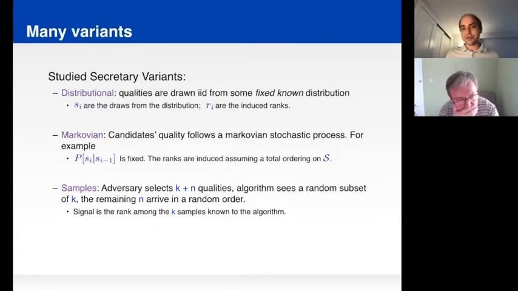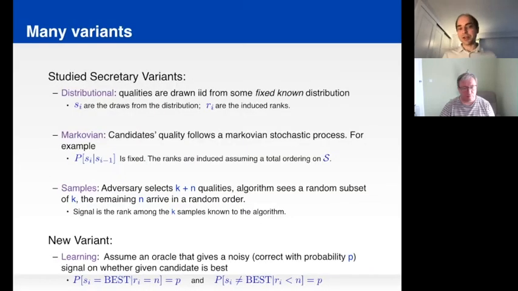So here, again, I drew the k plus n qualities, or they were given to me adversarially. Somebody's decided which k, this is the distributional part, which k are going to be given to the algorithm. And now the signal for each additional person coming in is the rank among those k that you have, because that's really all you know going forward.